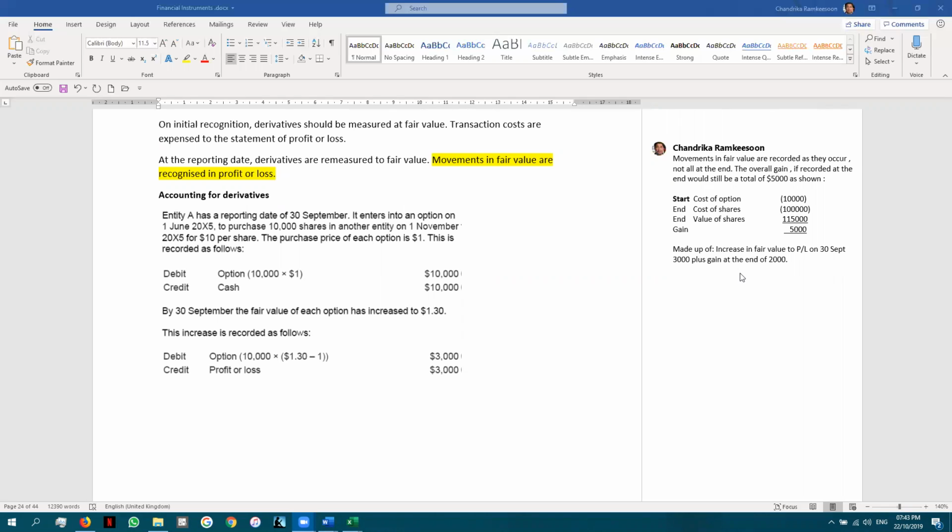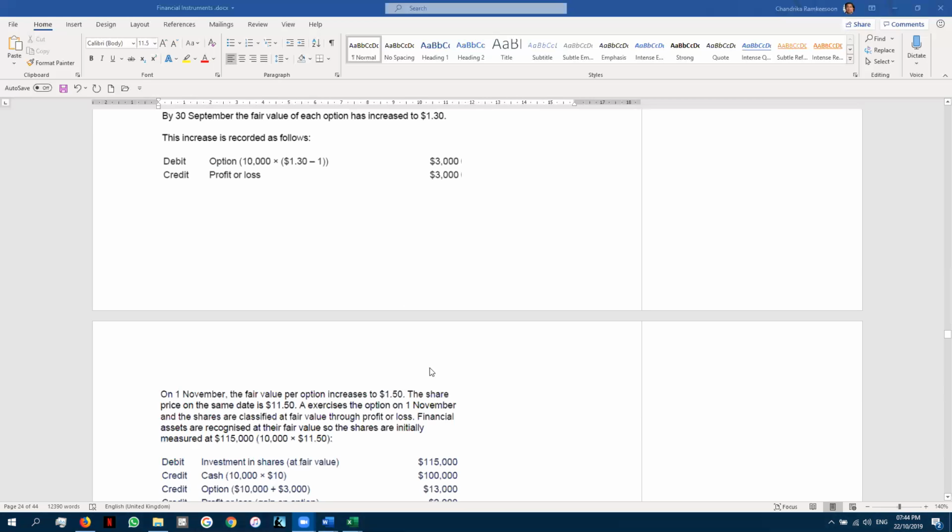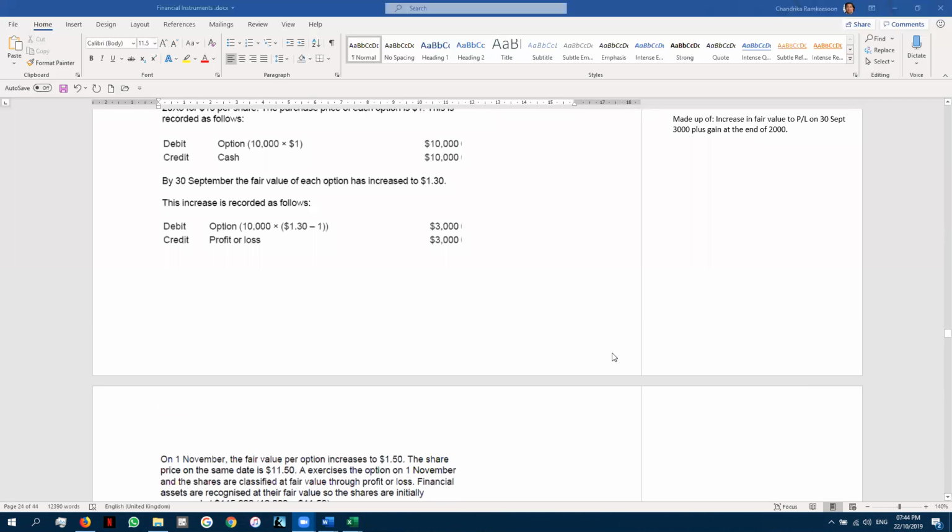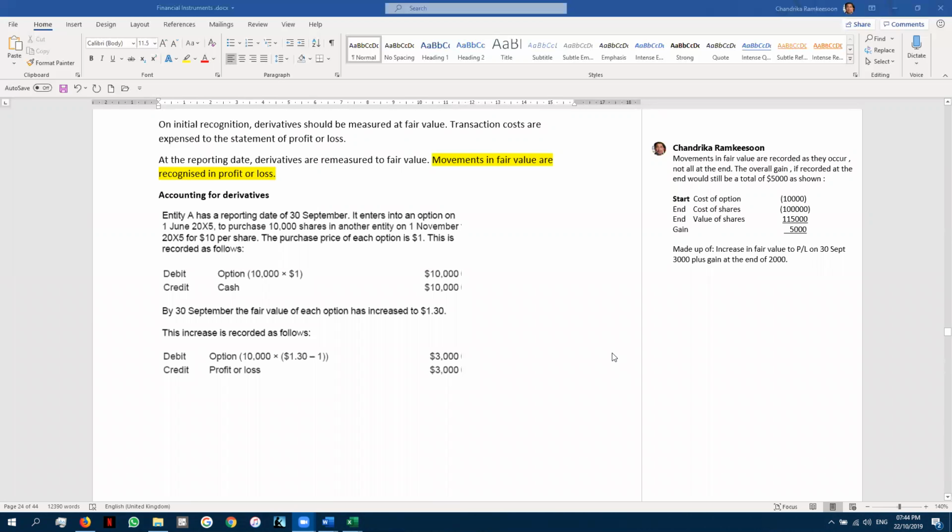Start, the cost of the option was 10,000. This is a cash item paid out. End, the cost of the shares is 100,000. This is also a cash paid out. So that's a total of $110,000. End value of the shares, $115,000. Now, what that literally means is that the investor has something worth $115,000, okay, for paying out a total of $110,000, and the investor makes an overall gain of 5.